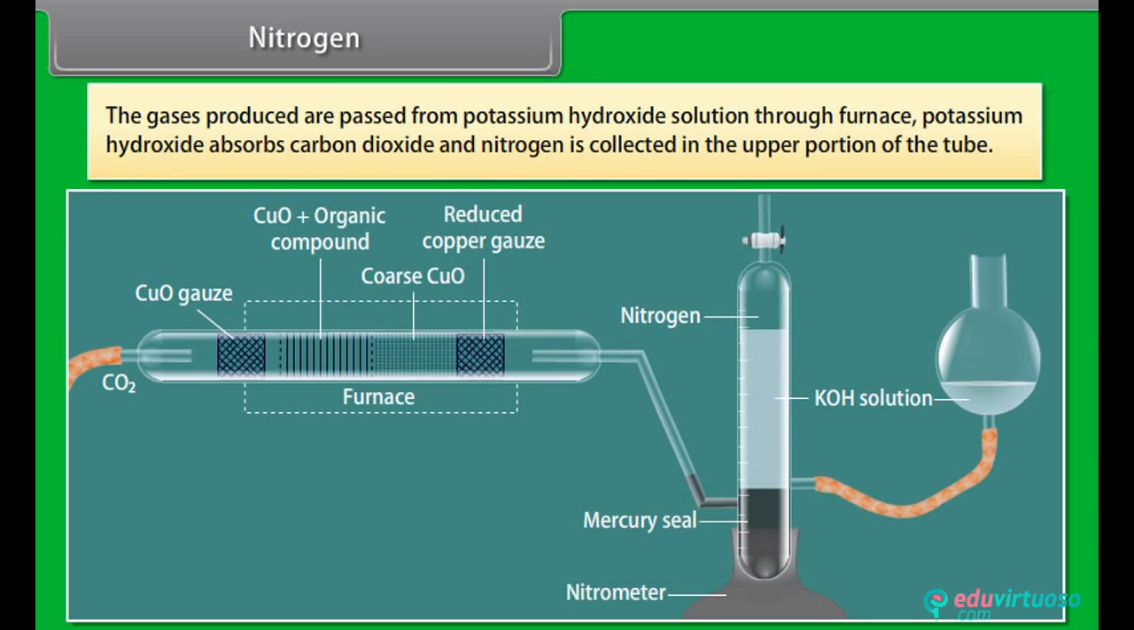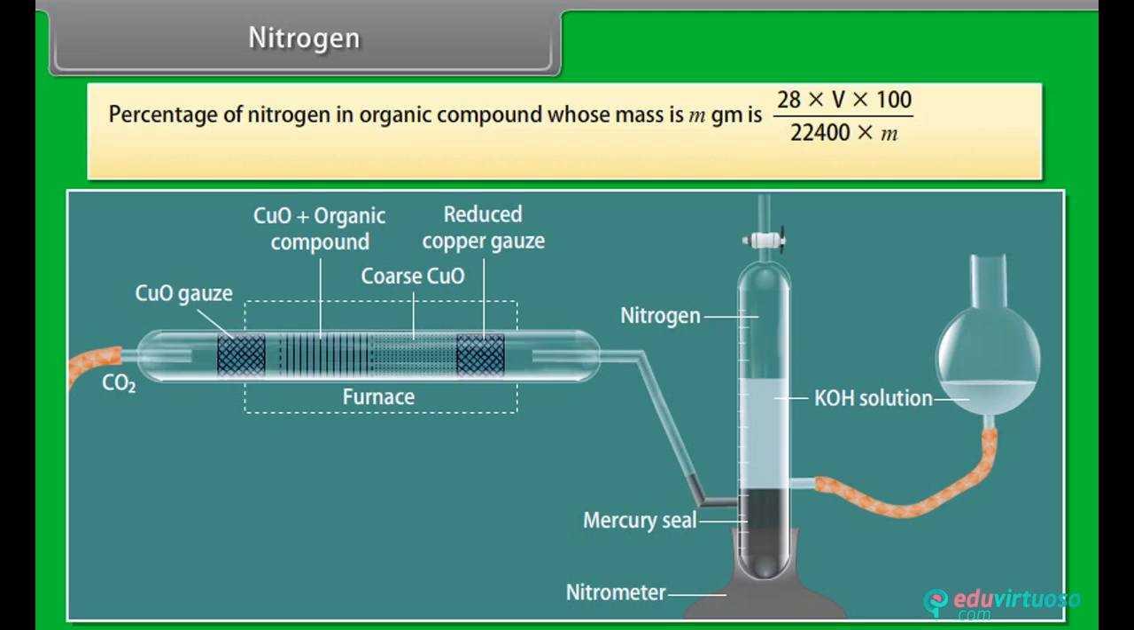The gases produced are passed through potassium hydroxide solution through the furnace. Potassium hydroxide absorbs carbon dioxide and nitrogen is collected in the upper portion of the tube. Percentage of nitrogen in organic compound whose mass is m gram is 28 × V × 100 / (22,400 × m), where V is the volume of nitrogen at STP.